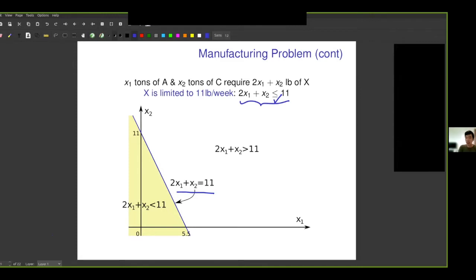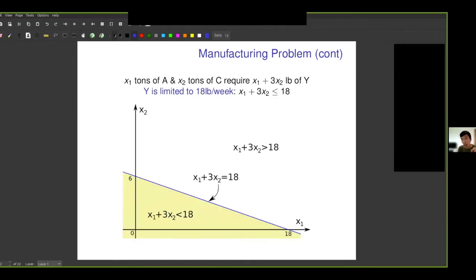So this is the constraint on the amount of the raw material X that you have. On top of this, you will also have a similar constraint, a similar visualization, for the raw material Y as well. Because in order to produce X1 units of A and X2 units of C, you need a certain amount of the raw material Y, which is given by this expression X1 plus 2X2.